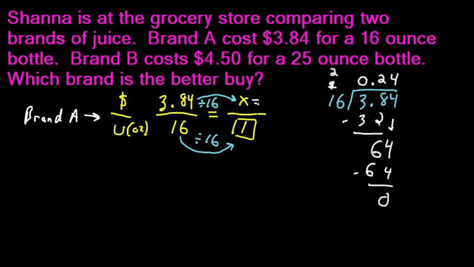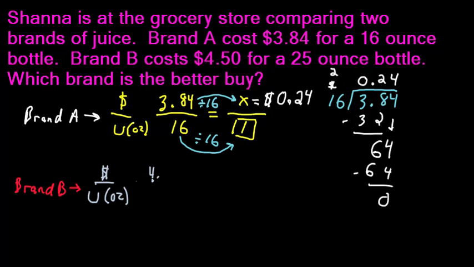So the unit price for brand A is going to be $0.24. All right, let's do brand B now. Brand B. Okay. So for brand B, we've got price over units, which are, once again, same units in ounces. The price for brand B is $4.50. And the units, 25 ounces.